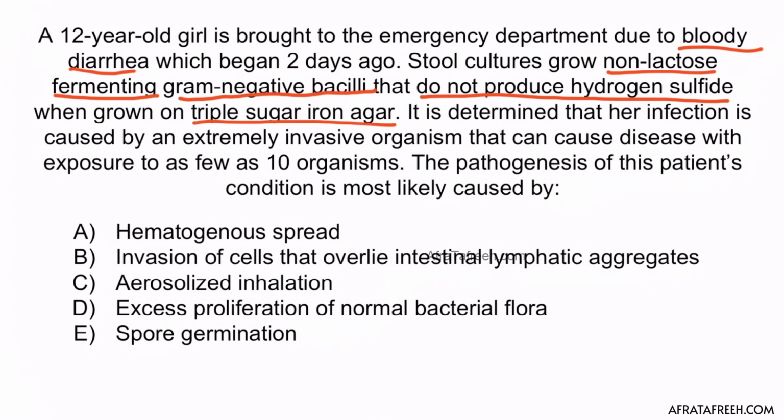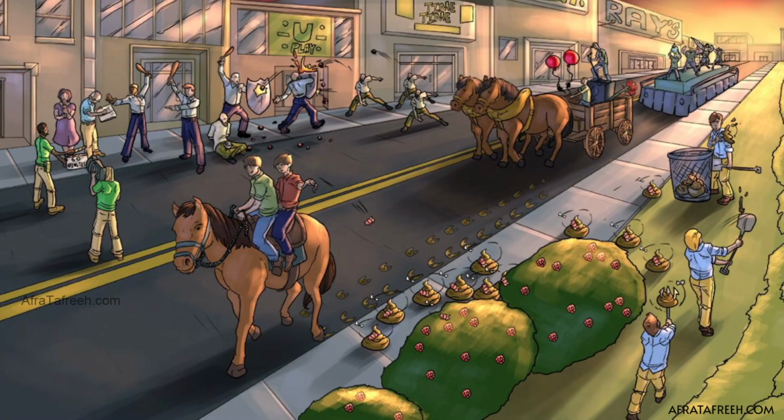Finally, the fact that the invasive organism can cause disease with exposure to as few as 10 organisms is a clue that this organism is acid resistant, so it can easily pass by the gastric acid and cause infection, which is suggestive of Shigella. So with this in mind, the correct answer is B, invasion of cells that overlie intestinal lymphatic aggregates. Rather than flat out saying M cells, this answer choice is describing M cells. So M cells overlie Peyer's patches, which are just intestinal lymphatic aggregates. And it's here that Shigella gains entry into host cells, where it can then cause cell death and spread to adjacent cells. From the image, recall that the raspberry patches right here are here to help you remember that Shigella invades the gastrointestinal tract through M cells of Peyer's patches.